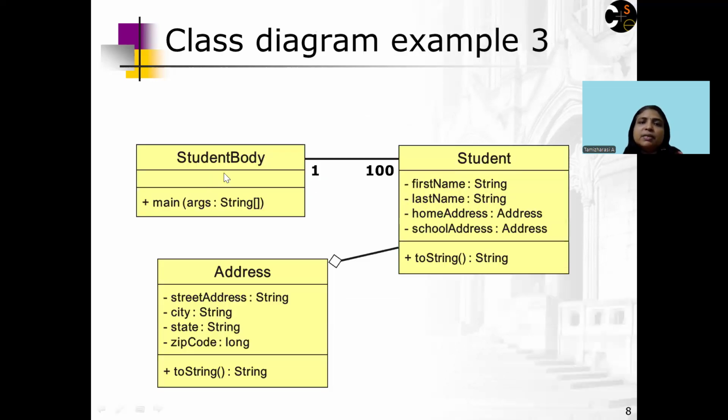Okay, this is a simple class diagram. You have a Student class, with these attributes: student name, address, and one function. The student body and the Student class have a 1 to 100 association. Okay, it can have a maximum of 100 objects, 100 students.